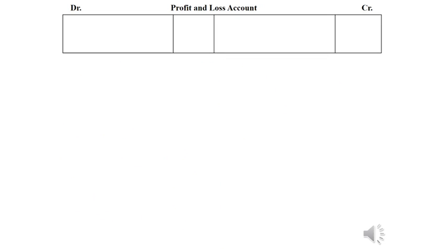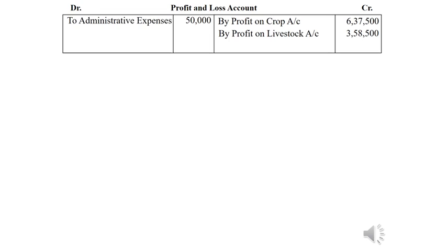So profit and loss account, record gross profits by profit on crop account 6,37,500, profit on livestock account 3,58,500. Then one item is there, administrative expense. It is general expense, not given how much has to be apportioned to crop and how much has to be apportioned to this one livestock account. Therefore, we assume that it is an indirect expense and recorded here.